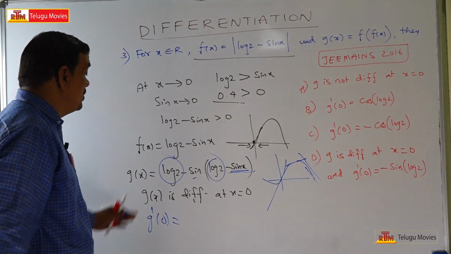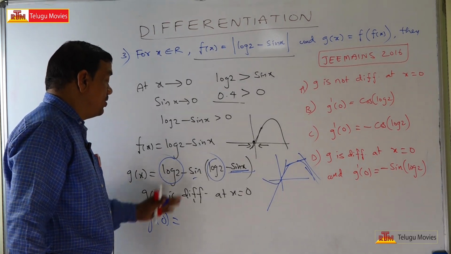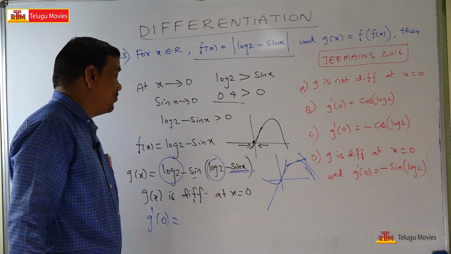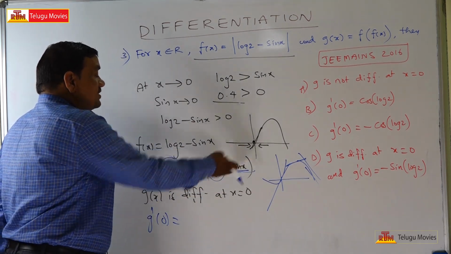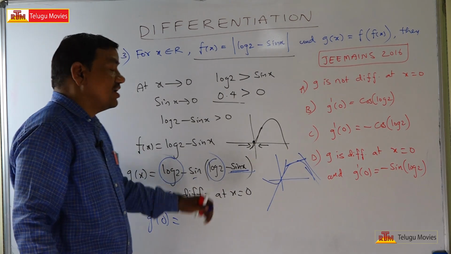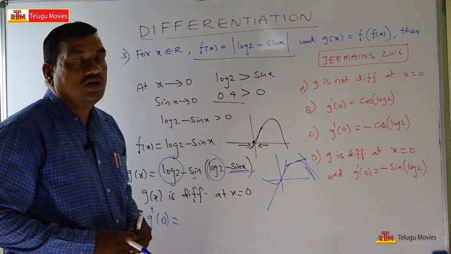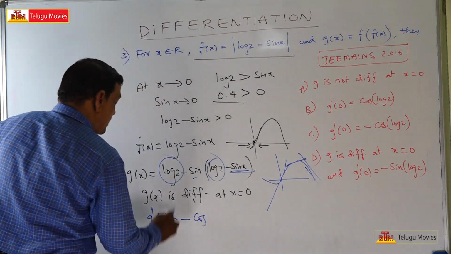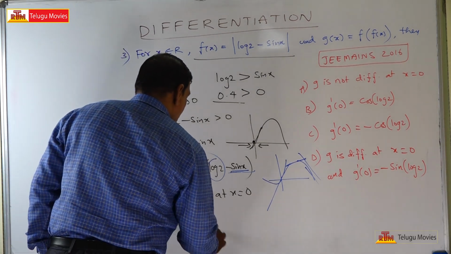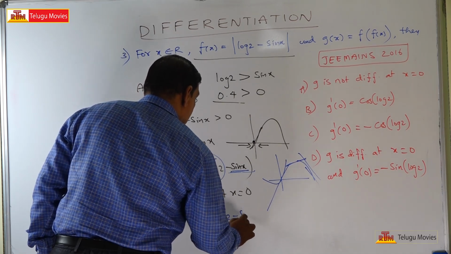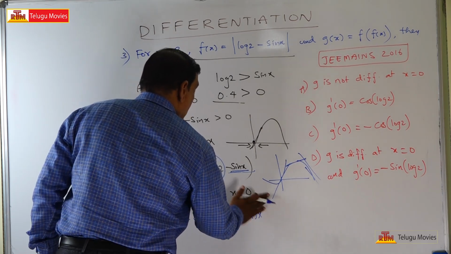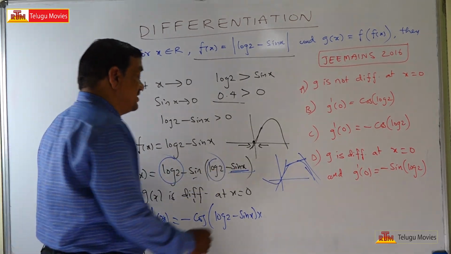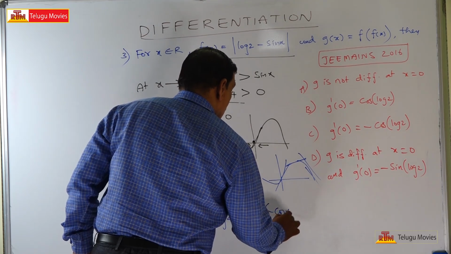g dash of 0 is, log 2 value is 0, minus of sin of this whole thing. So, minus sin of this, how much will you get here? Minus sin x, derivative is how much? Sin x derivative is cos x. That means minus cos of log 2 minus sin x into, again, chain rule, log 2 derivative is 0, minus sin x derivative, minus cos x.